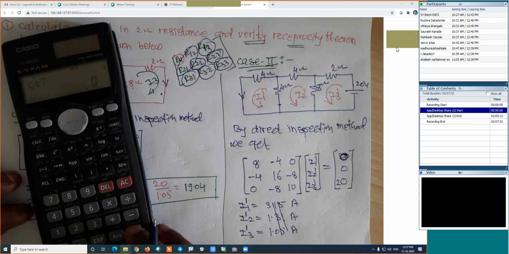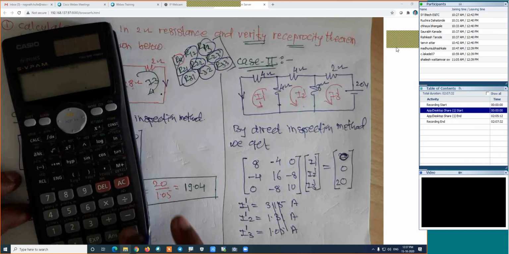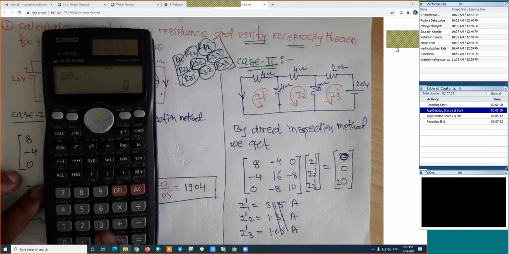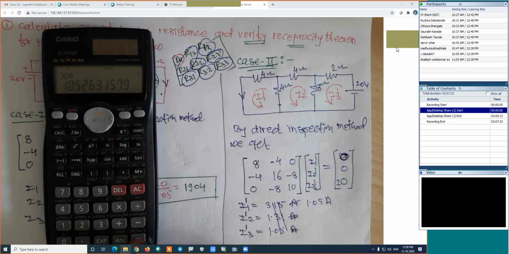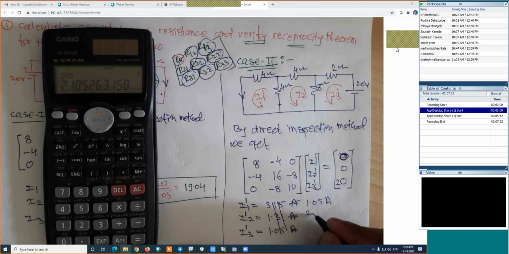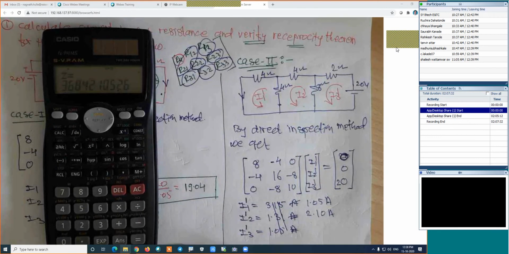Let me check once again. Then minus 4, 16, then minus 8, then 0, then 0, minus 8, 10, and then 20. I guess this is 20. Yes, the first value, I1, is 1.05 amperes. The second value is 2.10 amperes, and the third value is 3.68 amperes.